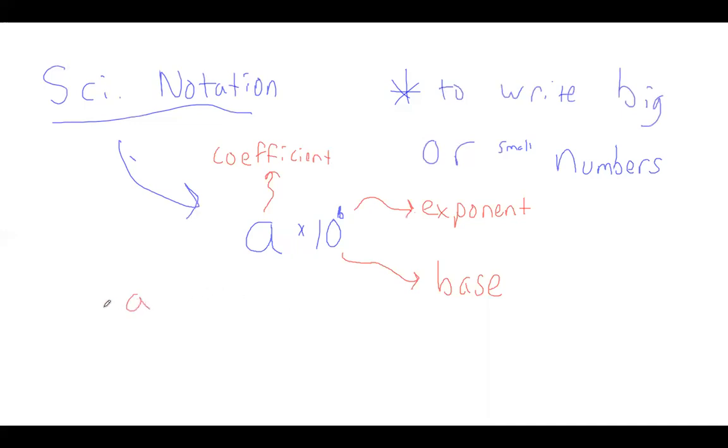A has to be greater than 1, but also less than 10. So A has to be between 1 and 10. And B, our exponent, right here, this is B, right? Always has to be a positive or negative whole number.